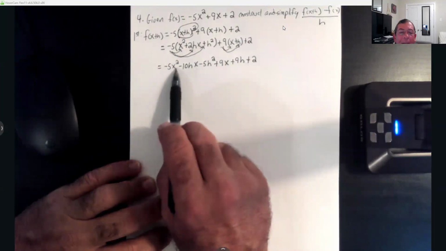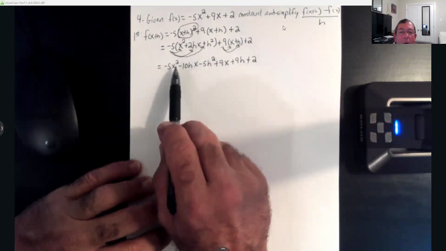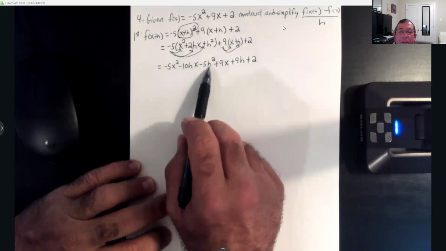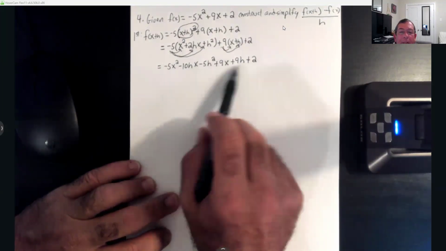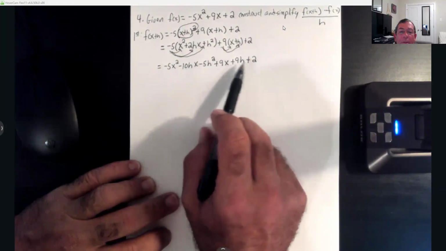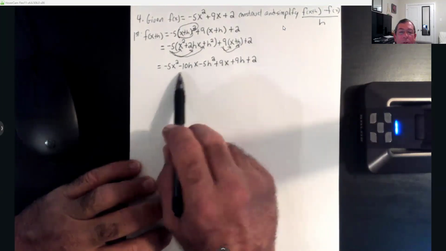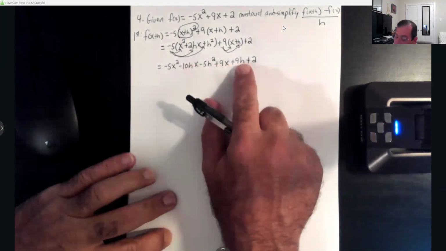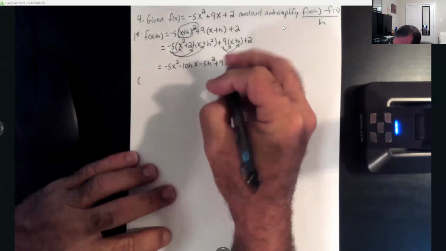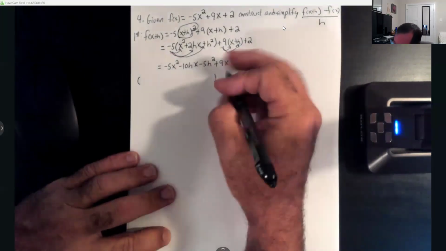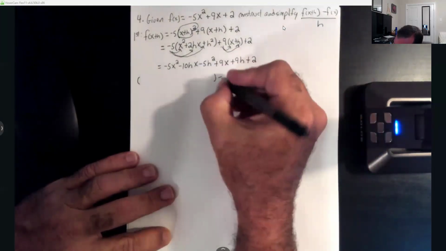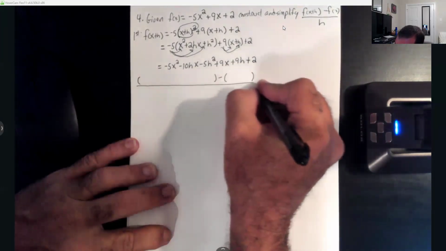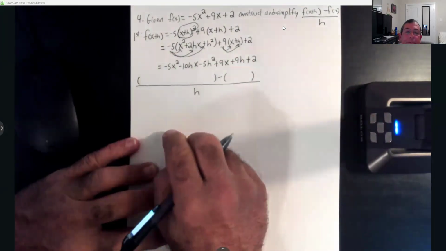So now we would try to add like terms, but there's no other x squareds. There's no other hx's. There's no other h squareds. There's no other x's. There's no other h terms. And there's no other 2's. So nothing simplifies here. So no like terms. So all of that, y'all, is going to be f of x plus h minus my f of x, which I will plug in. And then all of that will be over h.